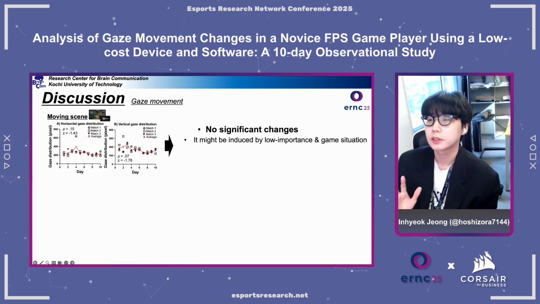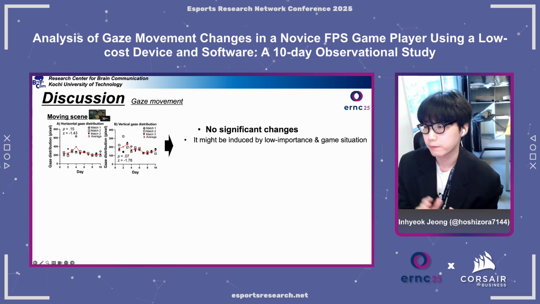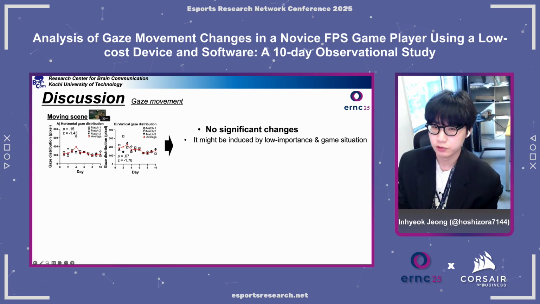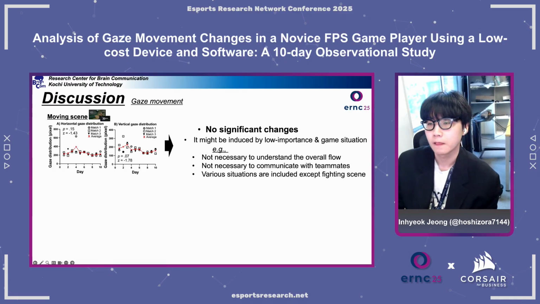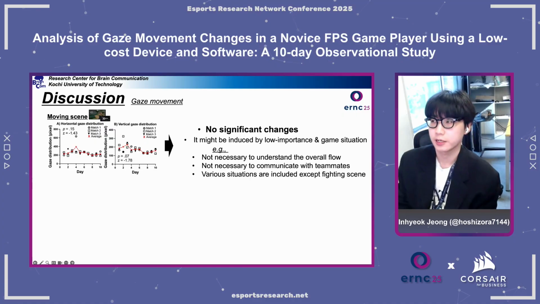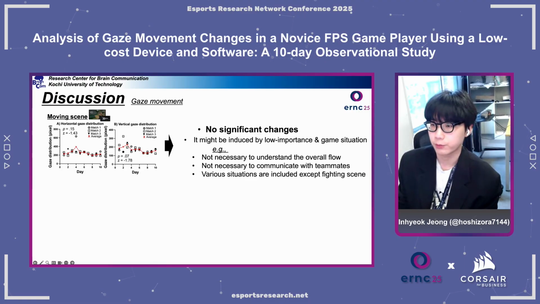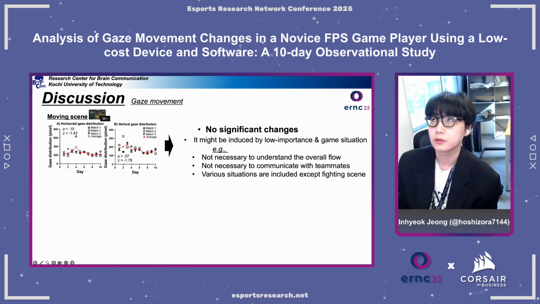And there was no significant change in moving scenes, and I think it might be induced by the low importance and the game situation was various. It is not necessary to understand the overall flow of the match in deathmatch because they are always fighting with the enemy, so it is not necessary to understand the overall flow or communicate with their teammates. The various situations are included in moving scenes, except fighting scenes, because more various information is included in moving scenes.